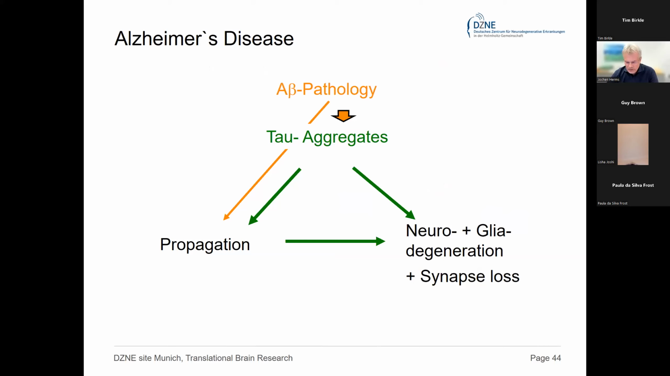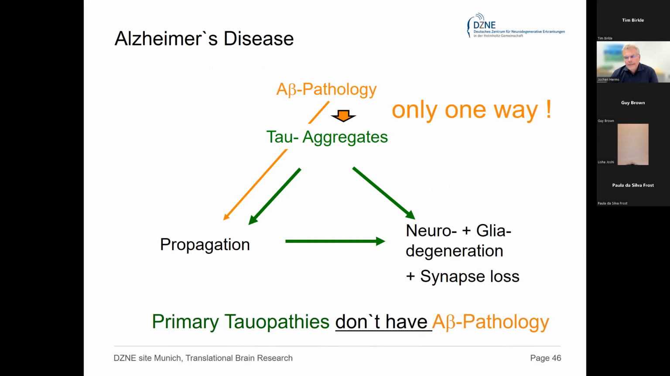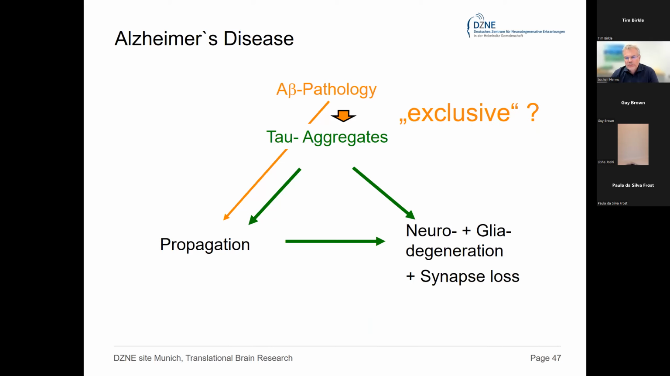Okay, but going back to the A-beta pathology, for sure they induce the tau aggregates. The mechanism is not understood so far. What we know is that this is only one way, because there are familial dementia cases that cause tauopathy, but those patients that have this kind of tauopathy with dementia don't have A-beta pathology. So for sure, the tau pathology does not induce the A-beta pathology.